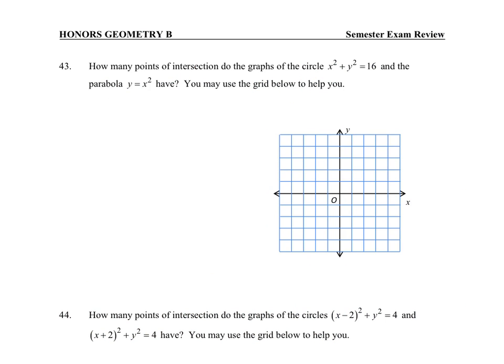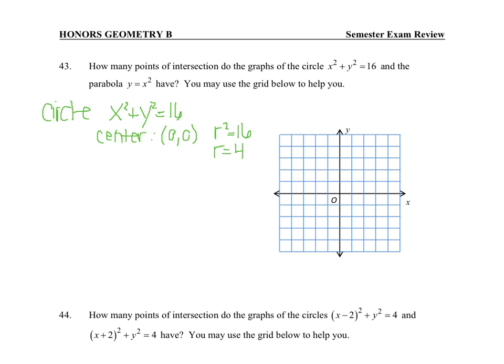For question 43, how many points of intersection do the graphs of the circle x squared plus y squared equals 16 and the parabola y equals x squared have? You may use the grid below to help you. I'm going to use the graph because I think that's the easiest way to see it. So let's start with our circle. We have x squared plus y squared equals 16. So our center is going to be at 0, 0. And our r squared equals 16, so our radius is going to be the square root of 16, which is 4.